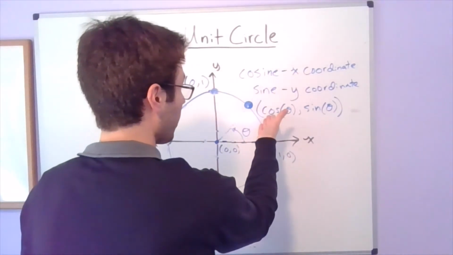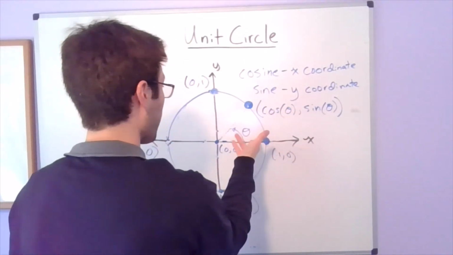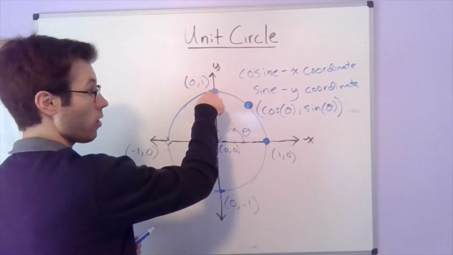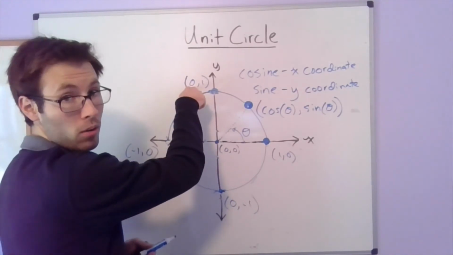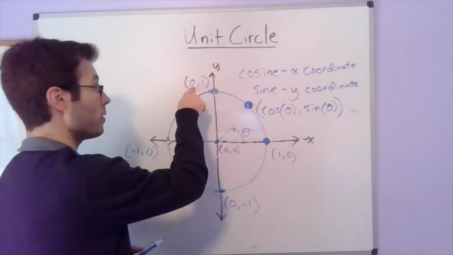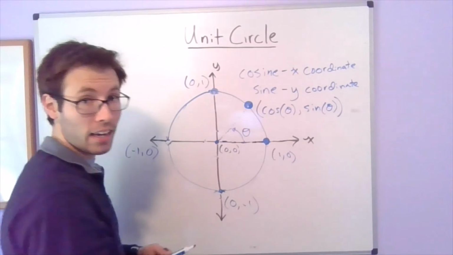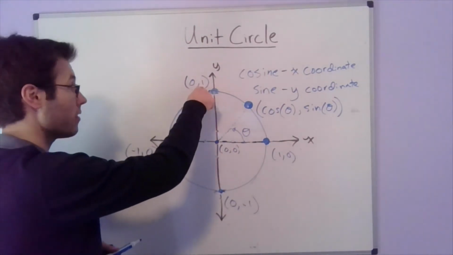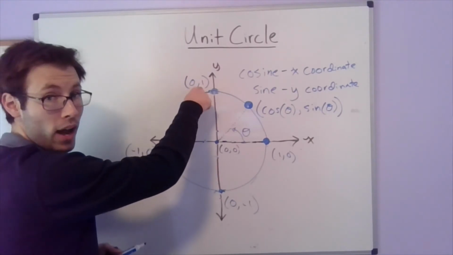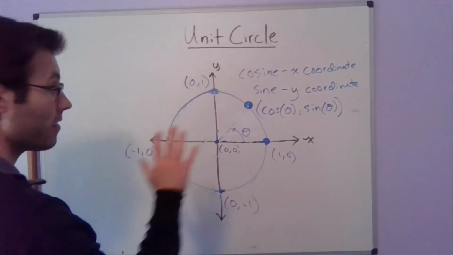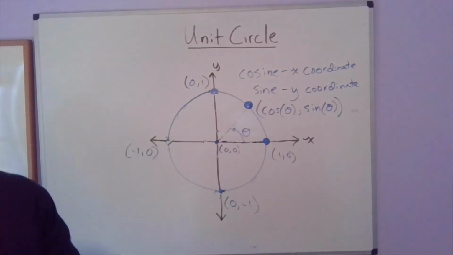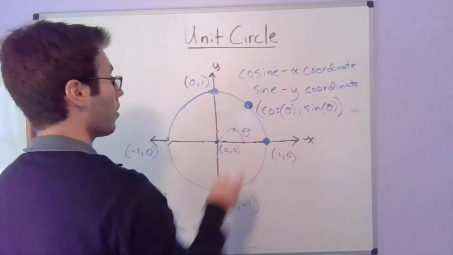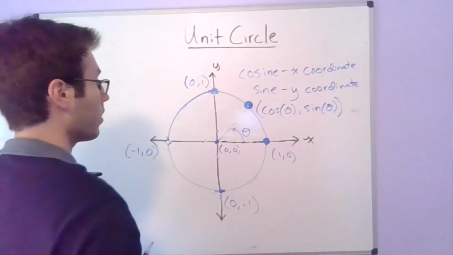So if we're going to say cosine of pi over 2, if theta would be pi over 2, our x-coordinate for cosine of pi over 2 would be 0. So cosine of pi over 2 would be 0, because that is how it's defined. Also, sine of pi over 2 would be 1, because it's defined to be the y-coordinate. So this is how we define these values for cosine and sine. Cosine is the x-coordinate, sine is the y-coordinate.